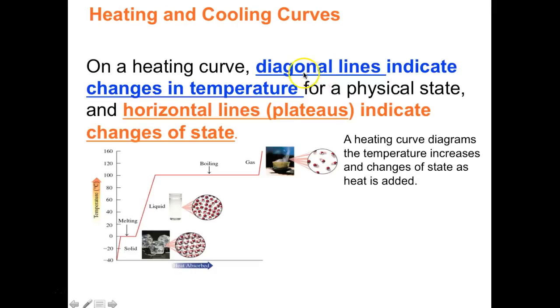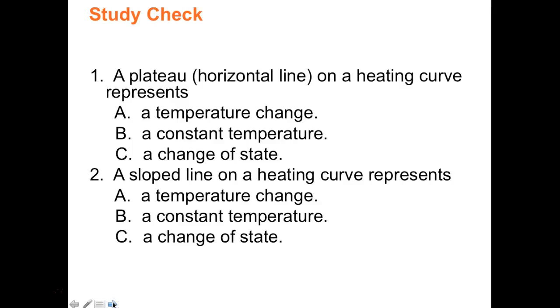So the diagonal lines indicate changes in temperature, the horizontal lines indicate changes in state, where the temperature remains constant. So the plateau or the horizontal line on a heating curve represents a constant temperature and a change of state as well. The sloped line represents a temperature change.